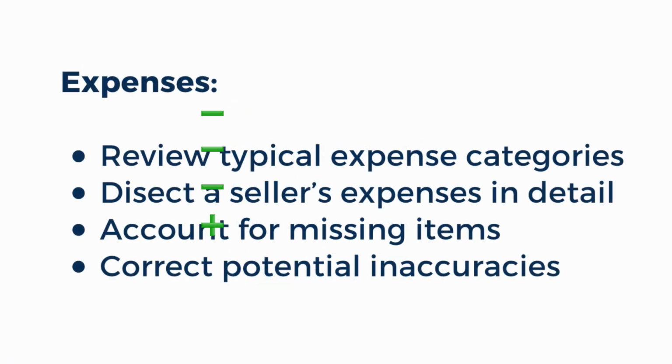After we cover income, we'll then look at expenses. What we'll do here is review typical expense categories for your typical deal. We'll dissect the seller's expenses in detail. You already saw the expenses in a previous video. Those are the ones we'll be working with. We're going to account for any missing items in those expenses, and we'll correct potential inaccuracies. Let's get to it.